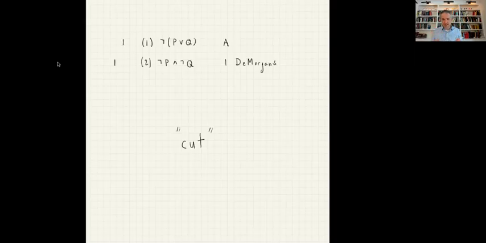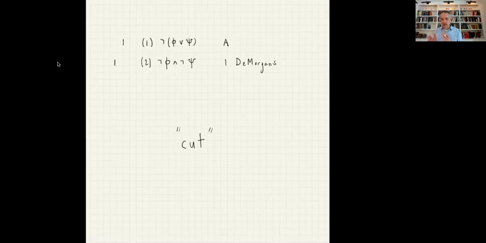The truth is that this didn't depend on the identity of P, the letter P, and the identity of the letter Q. It just depended on the form. And so in fact, going back into this proof, the truth is anytime you had something of the form not phi or psi, you could prove not phi and not psi from that. So that's De Morgan's as a derived rule schematically.